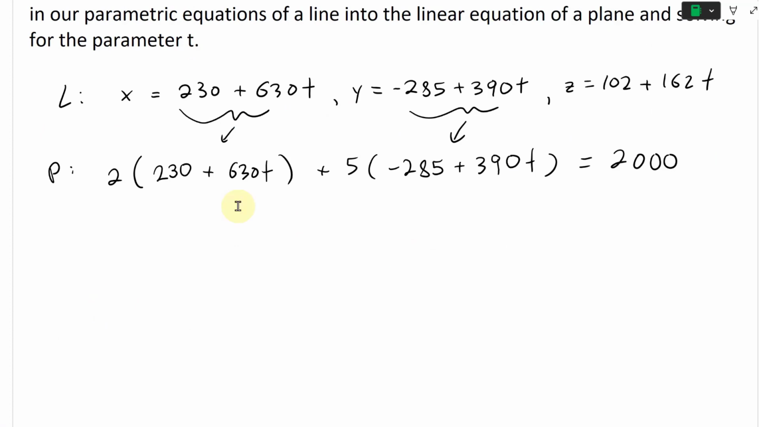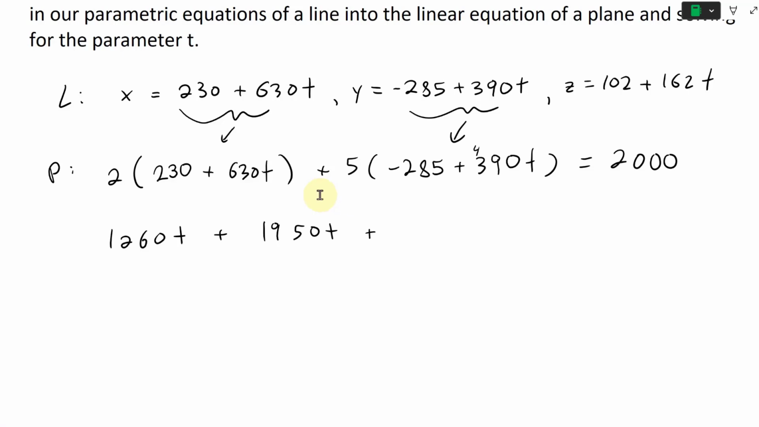Multiply this out. 2 times 630 is going to be 1260t. Then multiply the next one: 5 times 390. I'll put a 0 for the 5, then 5 times 9 is 45, carry the 4, 5 times 3 is 15. It's going to be 1950t.